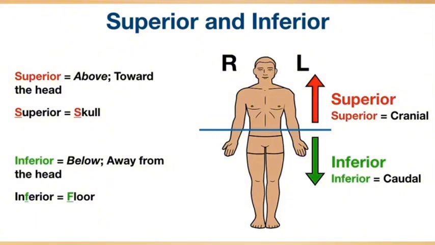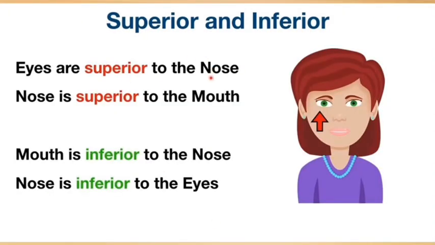We'll look at a few examples to appreciate what we are saying. We are still comparing the eye and the nose. Superior means anything that is closer to the head, and inferior means anything that is more away from the head. In comparing the eye and the nose, the eye is more towards the head than the nose. So the eye is superior to the nose, and the nose is inferior to the eye because the nose is further away from the head.